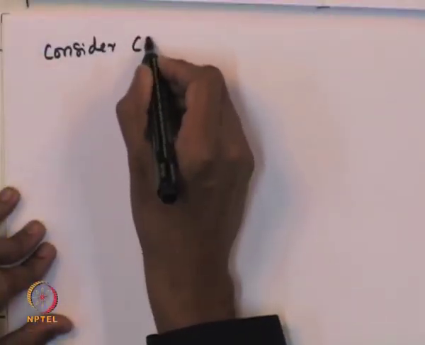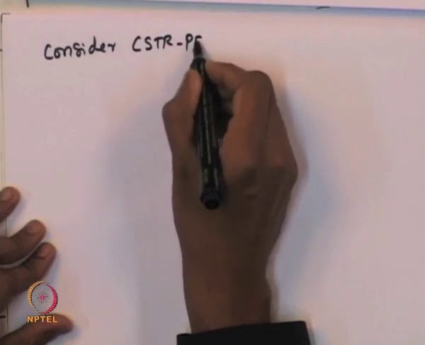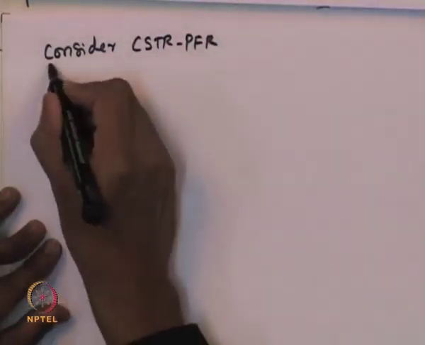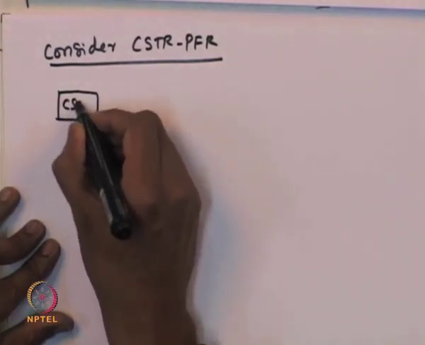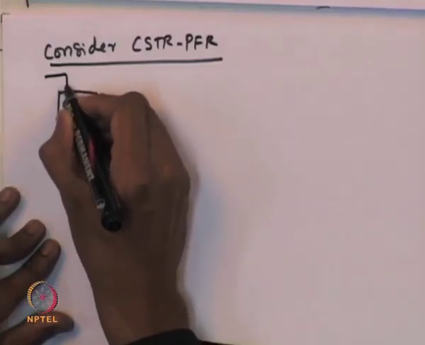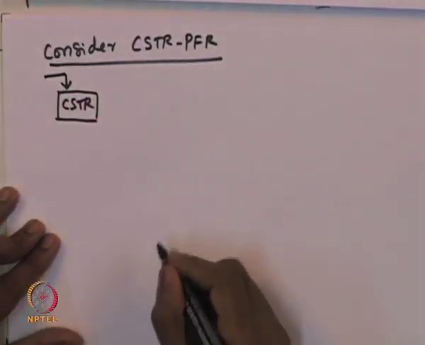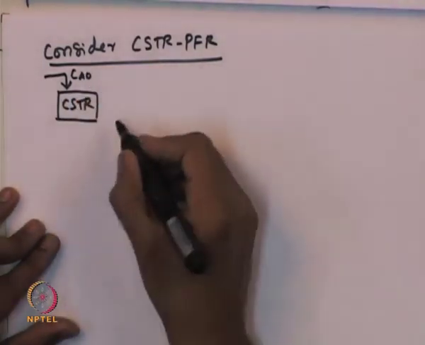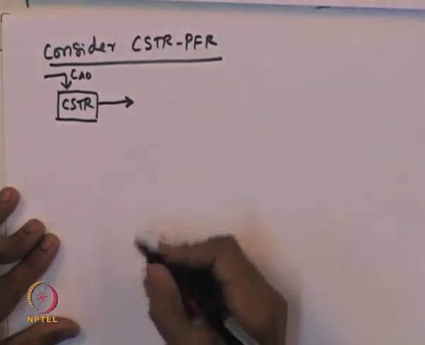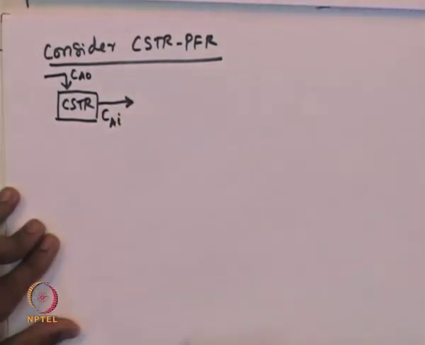Let us consider the first case of the CSTR being the first reactor and the plug flow reactor following the CSTR. So, CSTR followed by a plug flow reactor. Suppose there is a CSTR, and let us assume that the concentration with which a certain tracer is flowing into the reactor is Ca naught.